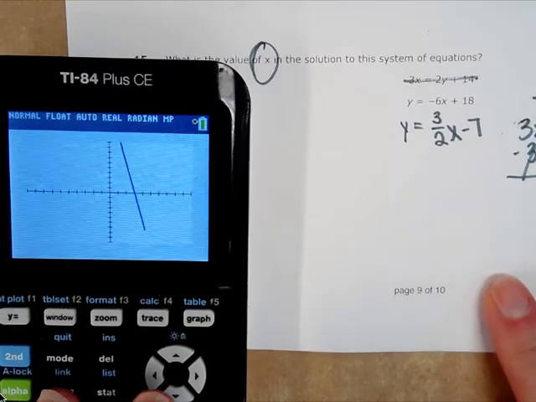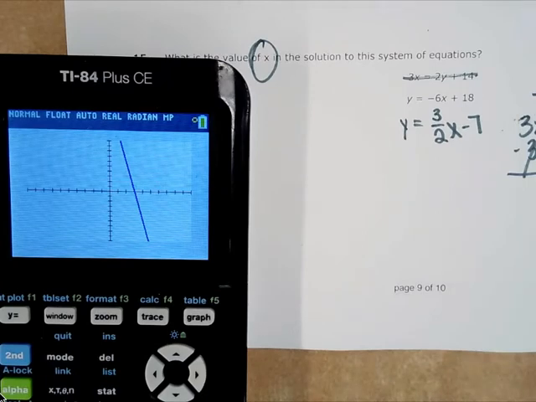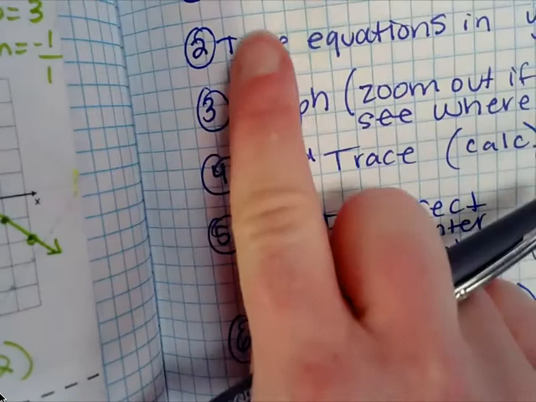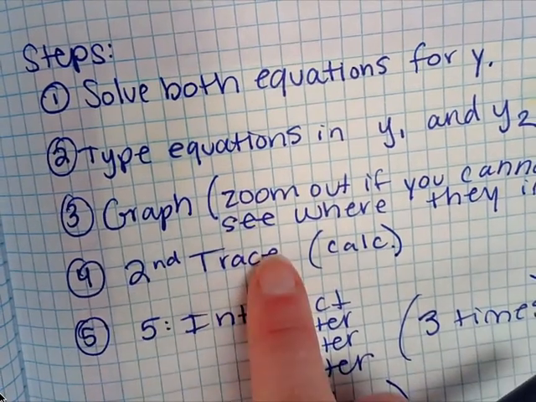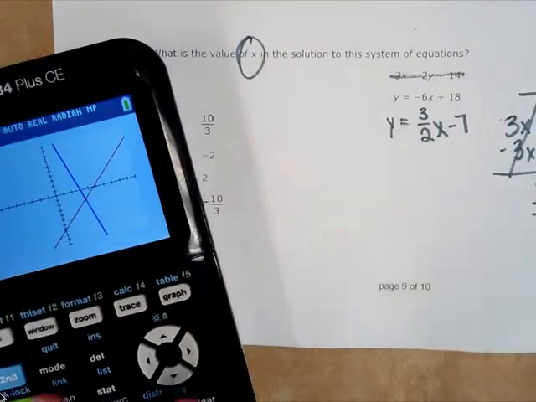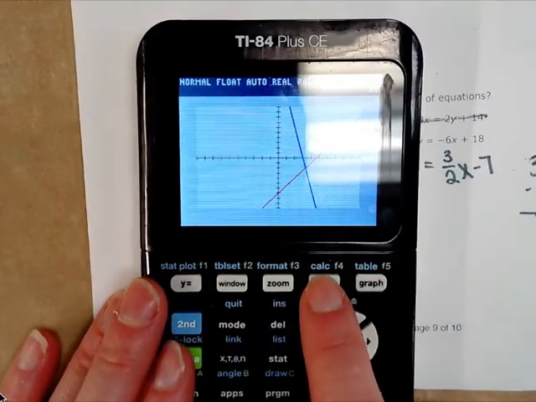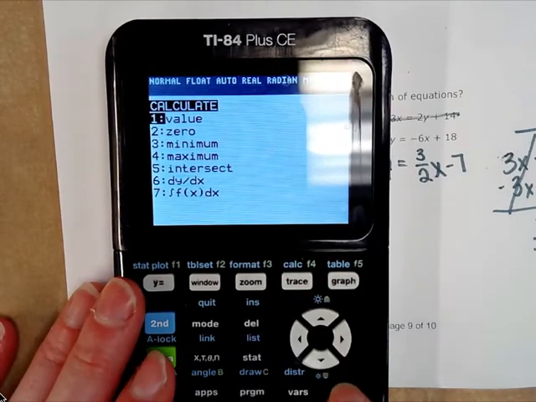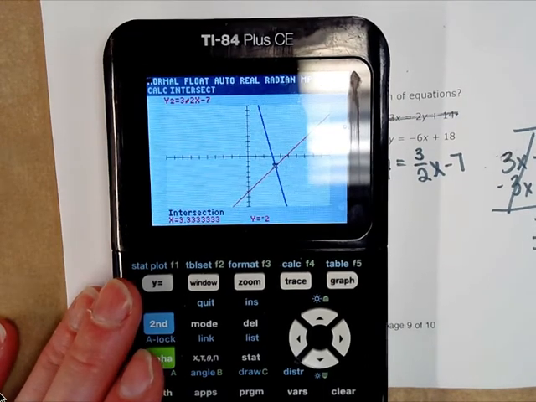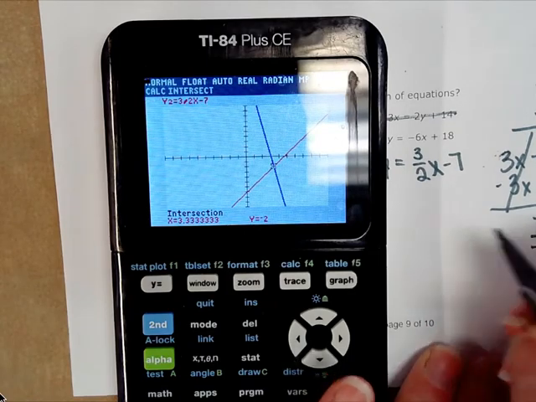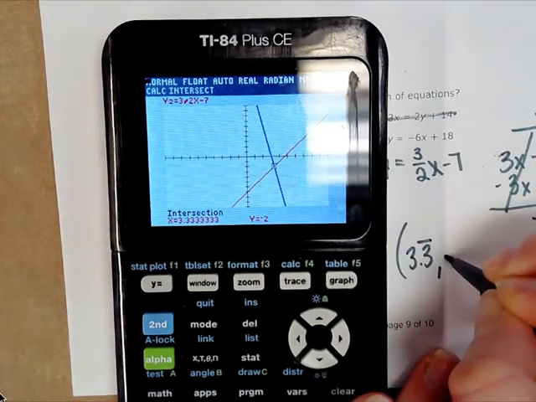And remember, we're looking for the intersection point. We just want to make sure we can see it. And we can, so that's good. So do you remember the steps? I'll show you in my journal. So solve for y, type the equations, graph, zoom if you need to, second trace, and then intersect. So the option of trace, see how right above it in blue is calc? So hit second trace, 5 for intersect, and then hit enter. 1, 2, 3. And so it gives us 3.3 repeating and negative 2.